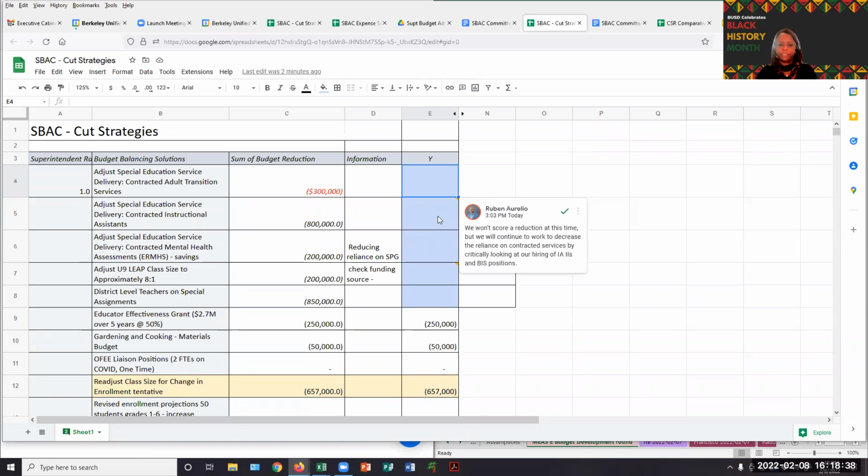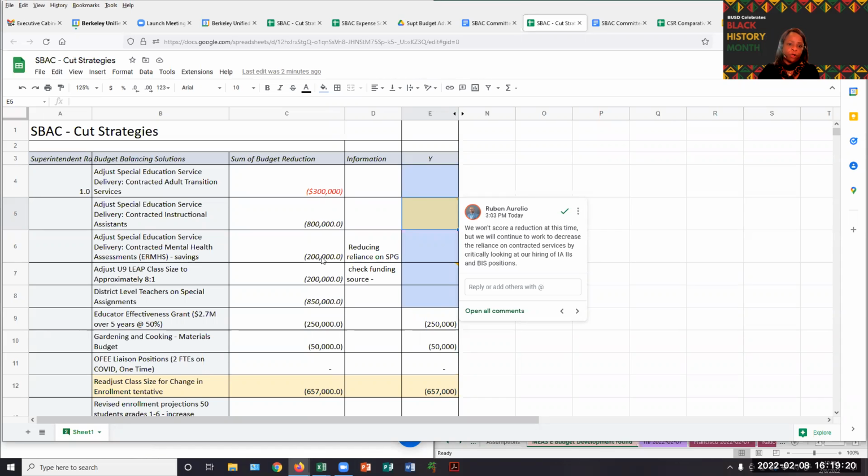We'll continue to work to decrease the reliance on contracted services by critically looking at our hiring of IAs and BIS positions. Sam is in the room, and Sam, we're aware of the challenges, but right now we're hiring at a rate that's a lot higher than our vacancies. So we're going to be looking at auditing our need of IAs and BISs and try to fill the needs internally, because it's a lot more expensive to go outside. So this is still a lot of work.